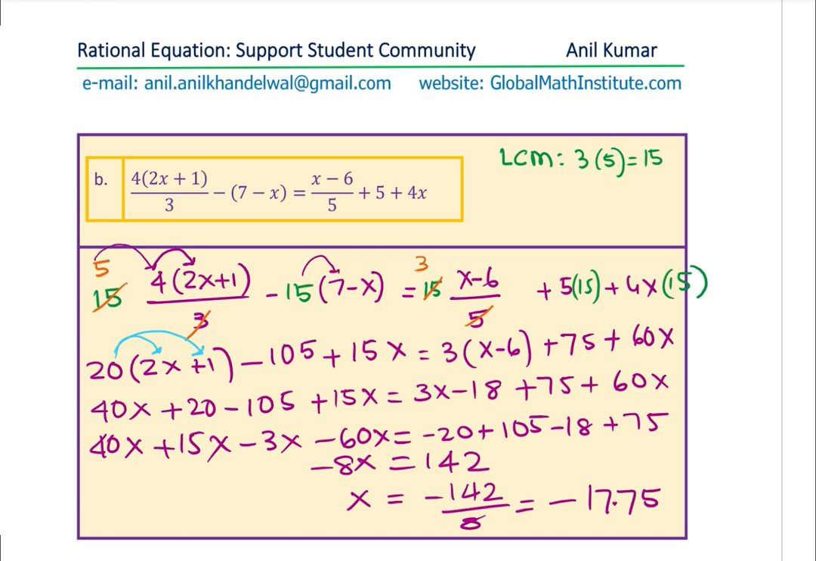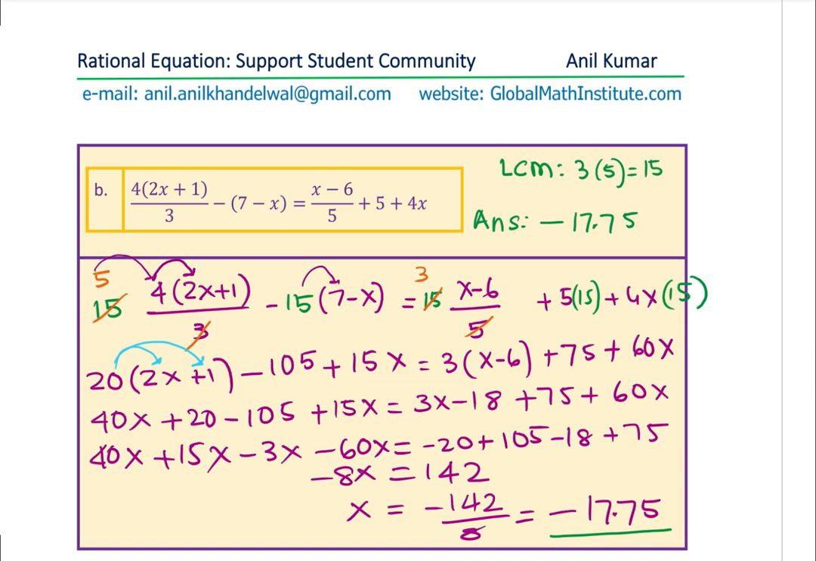So once again, check your solution as we did. You can substitute minus 17.75 in the question and check, correct? So we have our solution and our answer here is minus 17.75. Is that clear to you? Correct? So that is how you have to solve such questions.